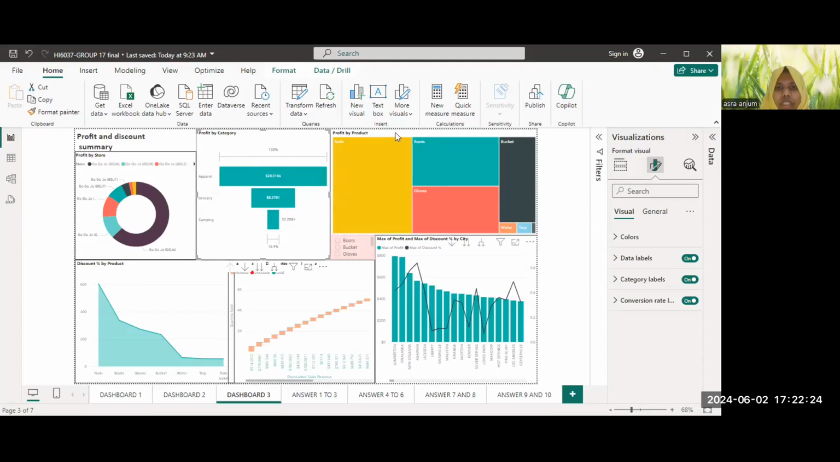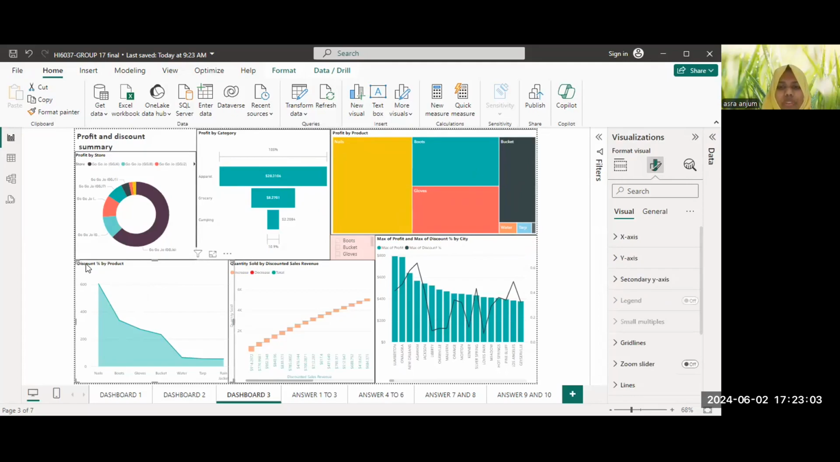Profit by product. I have used a tree map showing profit by product because here each rectangle represents a different product with size indicating the profit amount. We can see here nail has the highest profit among the other products displayed here like boots and buckets. Tree maps are useful for showing hierarchical data and comparing the size of various parts within a whole, allowing us to quickly understand and see which products are most profitable in that area.